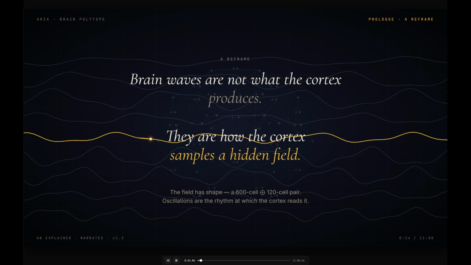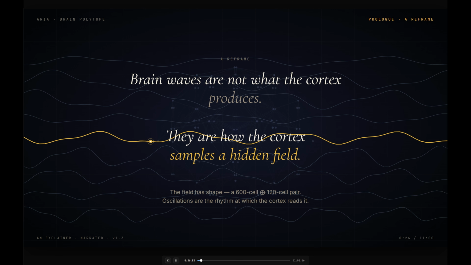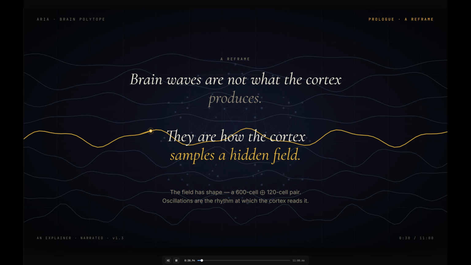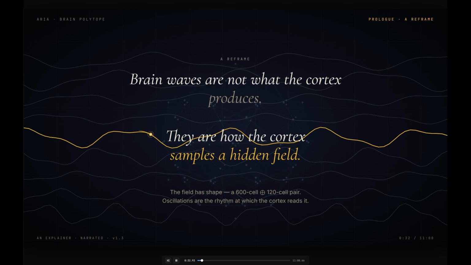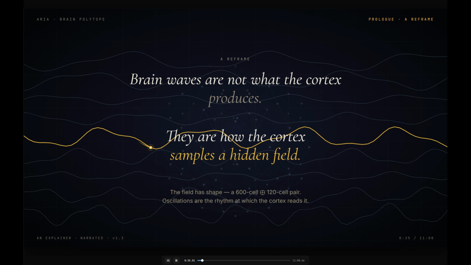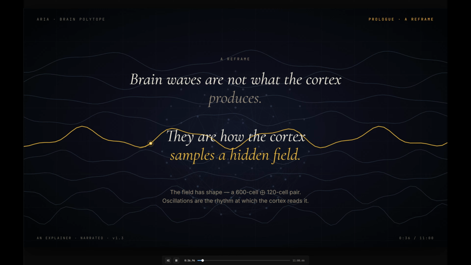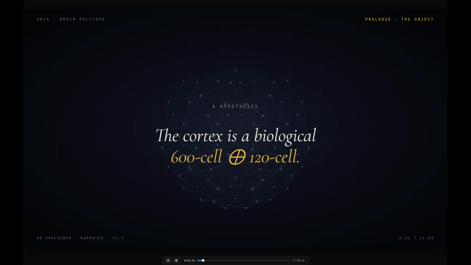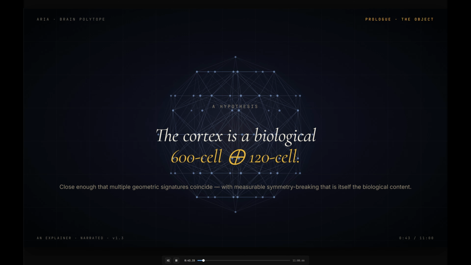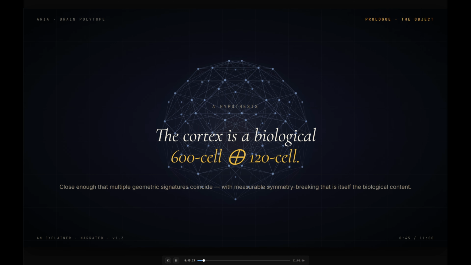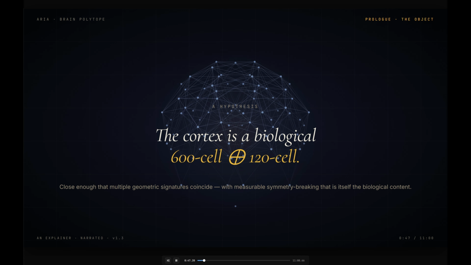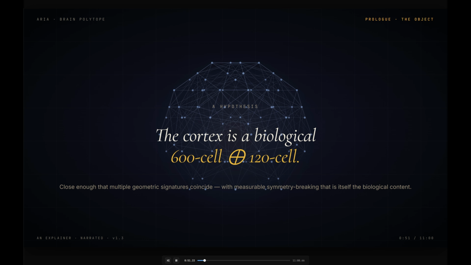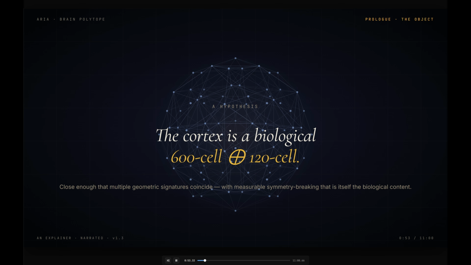The proposal introduced here is that cortical dynamics can be mapped onto a highly symmetrical structure, the 600 cell and its dual, the 120 cell. Not as literal anatomy, but as a mathematical substrate for brain-like state transitions. The hypothesis is simple but testable. The cortex may be well described by a biological approximation of a 600 cell plus 120 cell constraint geometry. The important word is approximation.